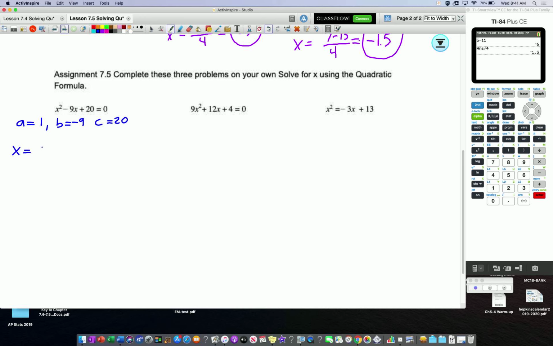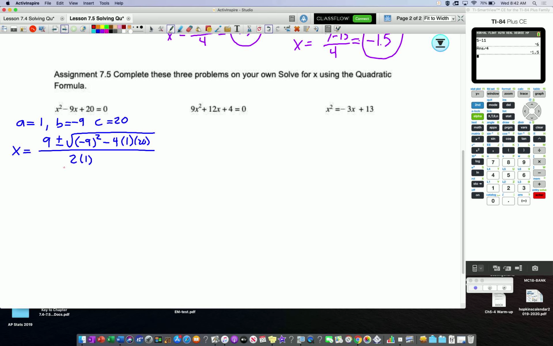X equals 9 plus or minus -9. Whoops, I started to do it. That's funny when Mr. Bartz kind of does that. His brain's working fast. -9 squared minus 4 times 1 times 20 all over 2 times 1.